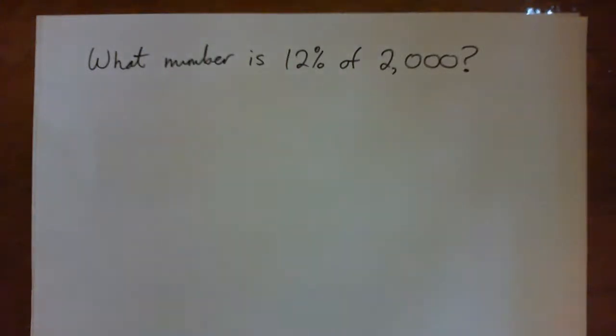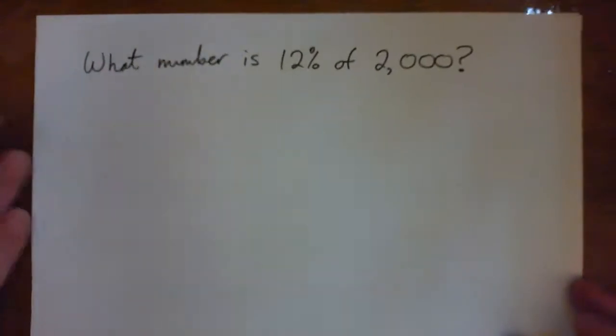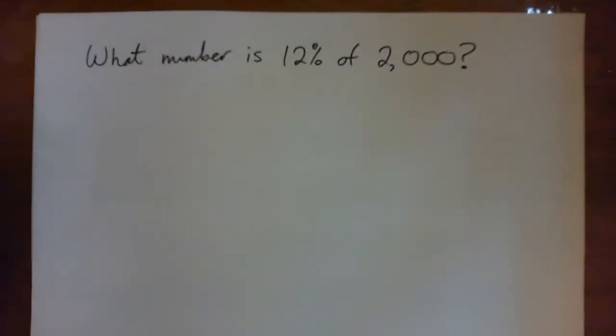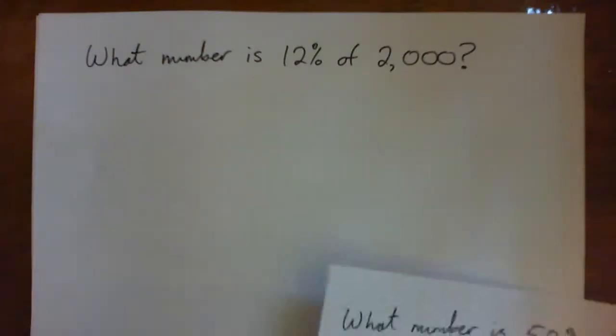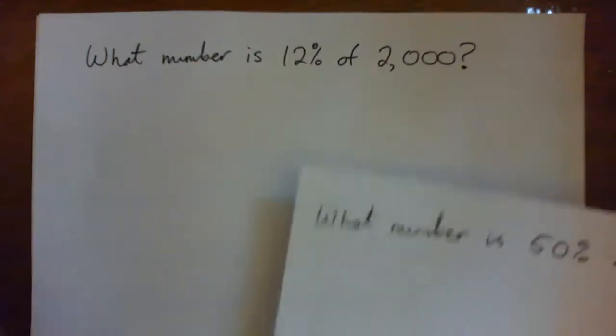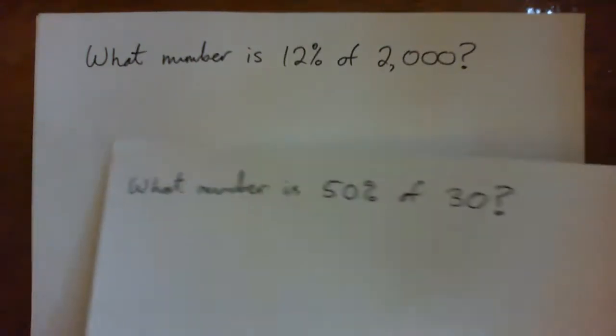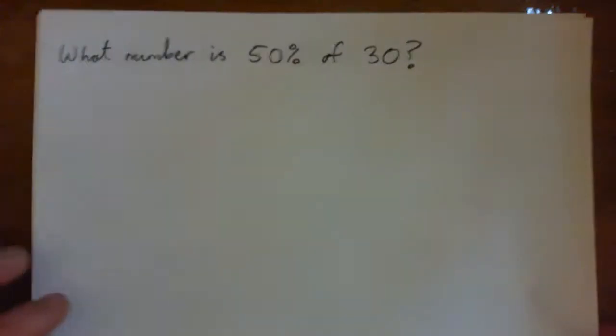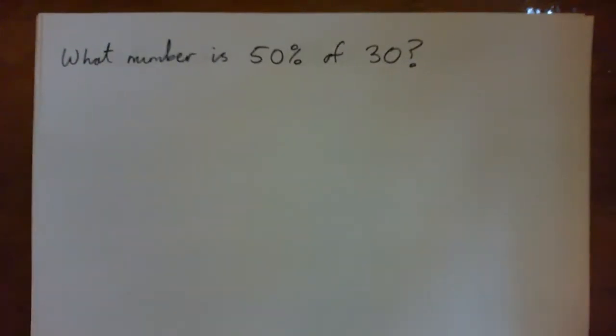Okay, in this video we're going to figure out what number is 12% of 2,000. Now, if you're stuck on that, I want to go over a basic example just so we have the basics down and we understand, rather than just showing you the method so you memorize some stuff and then forget it later on in life. So let's try to understand this. We'll just take this easy example.